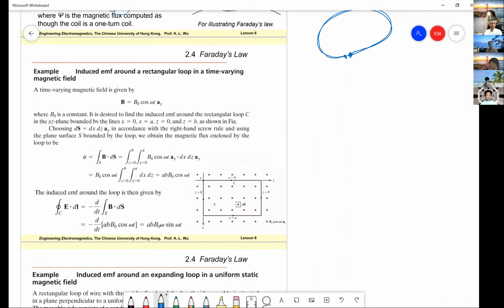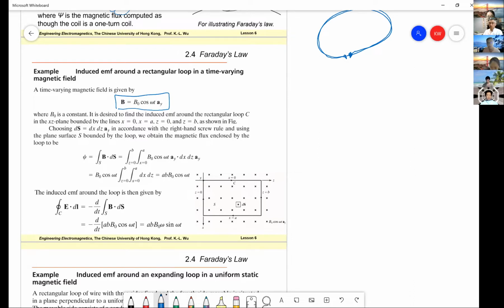So we said we have two ways we can generate this time varying change of flux. The time varying flux, we have two ways. One way, if we define the magnetic field as a function of time, so the magnetic field itself changes with time.